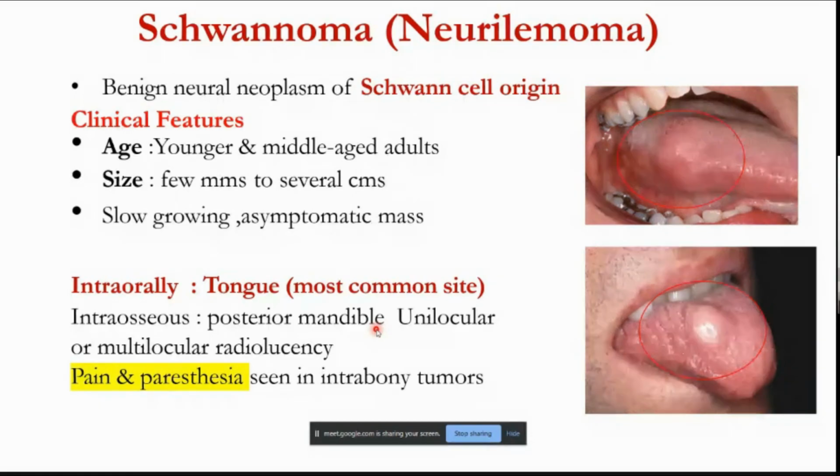Paresthesia is nothing but partial loss of sensation, or partial anesthesia, and this is a common feature whenever any tumor is pressing on the nerves or involving the nerve. Paresthesia is a feature. It can also occur as a side effect of many things. Let's not go there, but in this scenario, it is because it is involving the nerve.